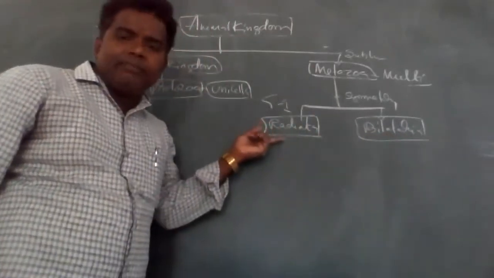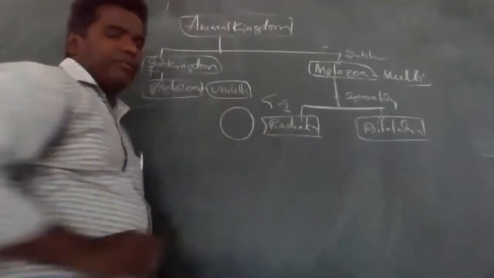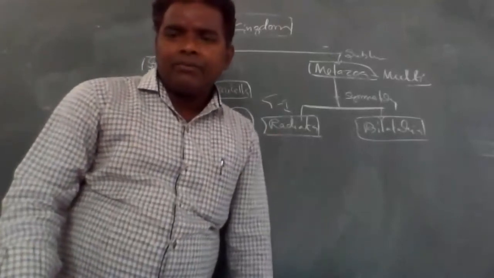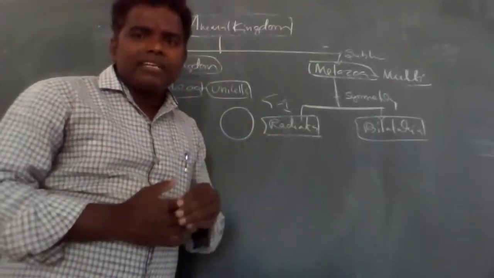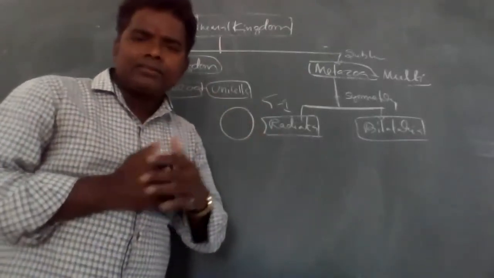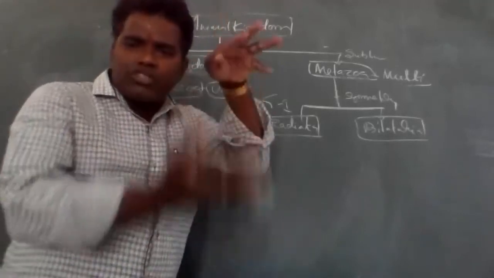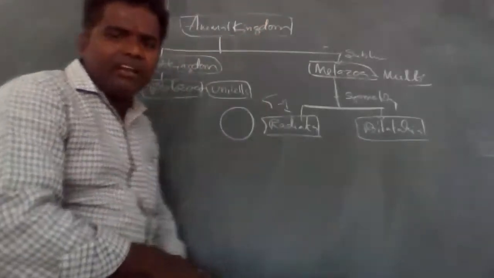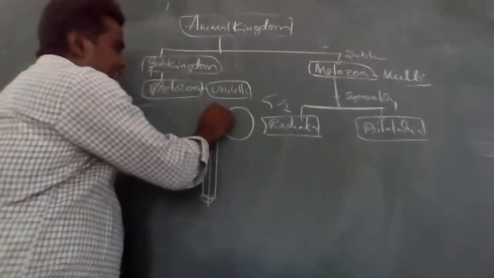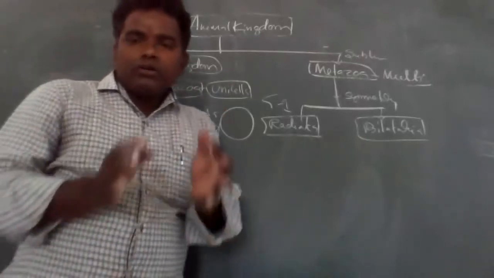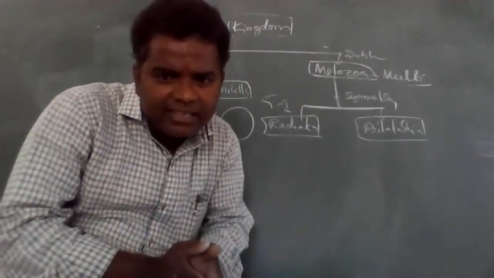Very important thing: these Radiata are having radial symmetry. What is symmetry? Symmetry means, if we cut one animal from the anterior side to the posterior side, two equal halves should occur, dividing into the same size and shape.